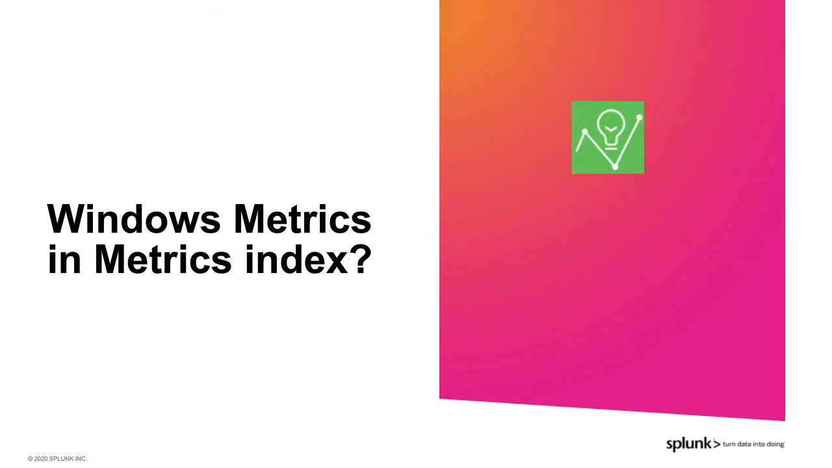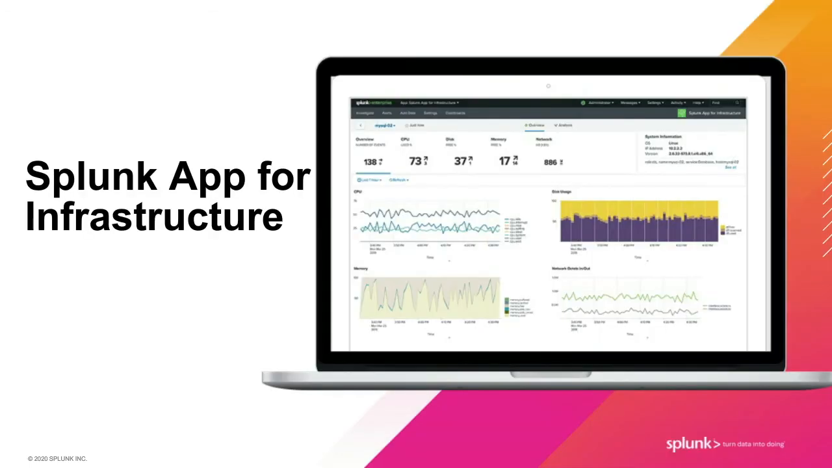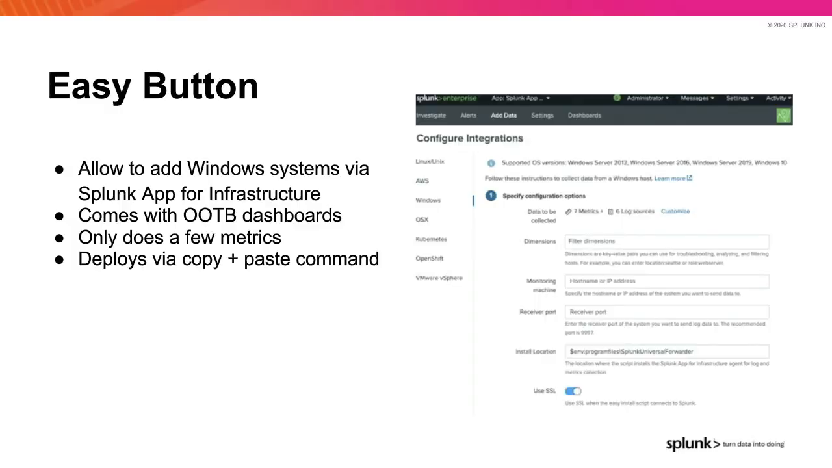I'm jumping demos here. The next bit is the metric index. How do we get Windows metrics into the metric index? This is done with the Splunk App for Infrastructure. The Splunk App for Infrastructure is really an easy button to get these Windows metrics in there. There is a configuration UI, you see this on the right-hand screen, that has some metrics that you can choose from and some event logs that you choose from.